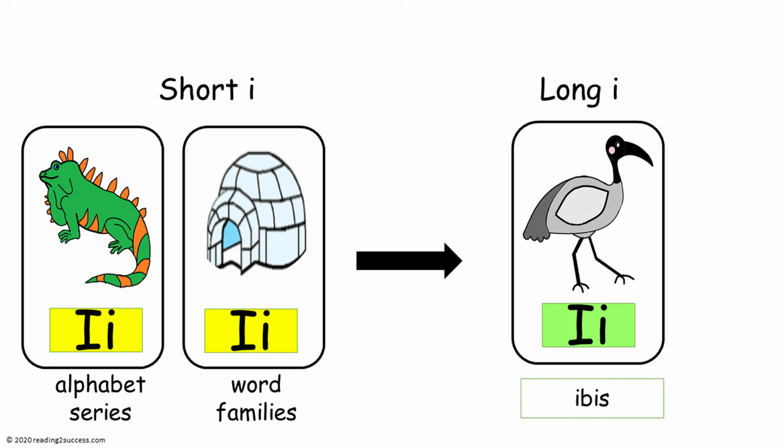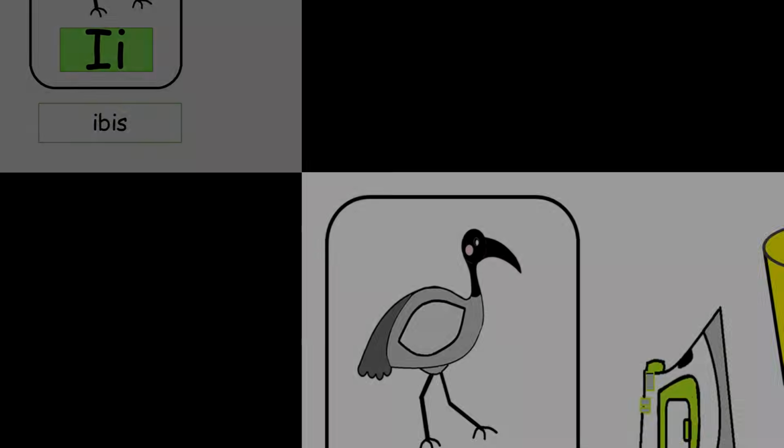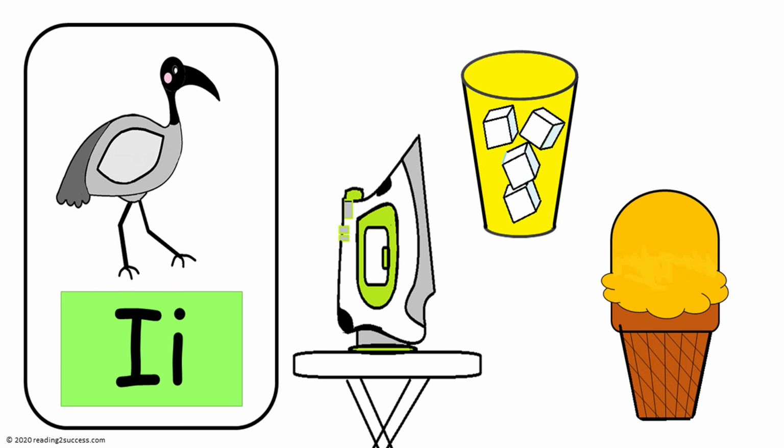Iguana was used for the alphabet series, this series, and igloo was used for the word families. Now we are going to use ibis for the long sound. I is for iron, ice, and ice cream.